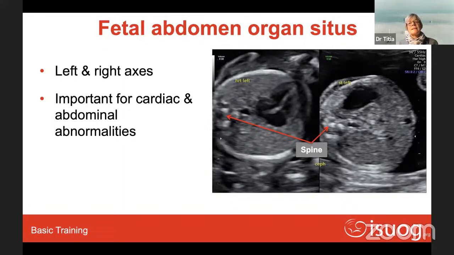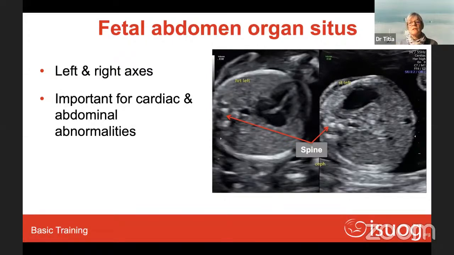Now, it is extremely important, as it was already mentioned in the previous lecture, that you make sure that the situs of the fetus is normal. And this is not only the abdominal situs, but also the situs of the heart. If you're dealing with a cephalic baby, and yesterday Dr. Musa mentioned how you have to hold your probe, what is on the left side on the screen is on the right side of the mother.